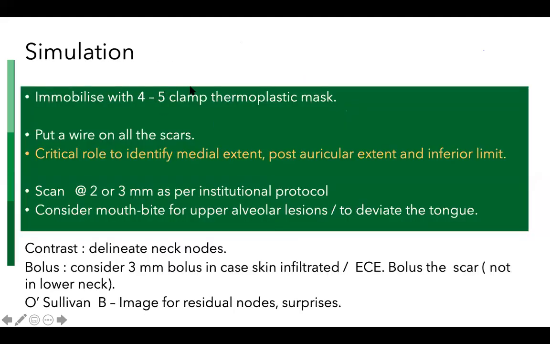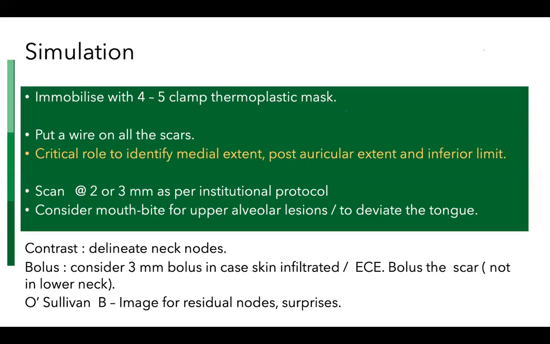Ideally we should immobilize with a 5-clamp thermoplastic mask because there is the least amount of play within the mask, but a 4-clamp mask made nicely is also okay. It's very important to put a wire on the scars. The wires are critical to identify the medial extent, the posterior auricular extent, and the inferior limit of the scar. You may choose to bolus the scar also because this is one of the areas where there is a chance of failure. Depending on the institutional protocol, one can scan at 2 or 3 millimeters.